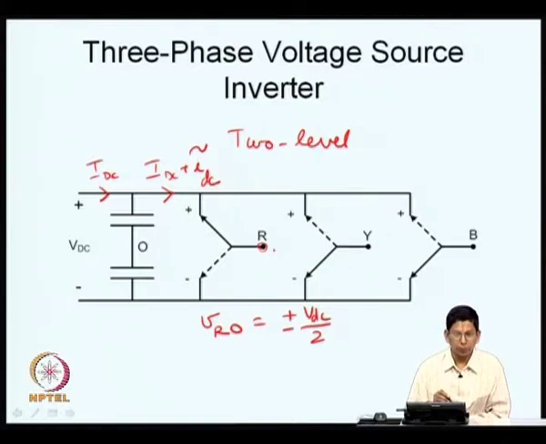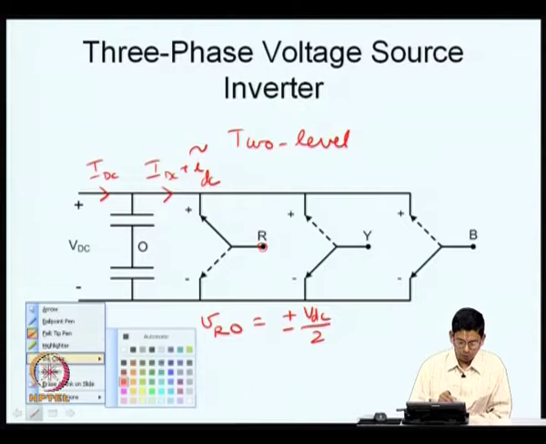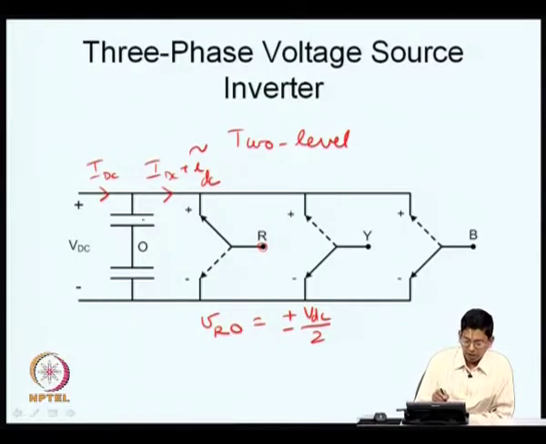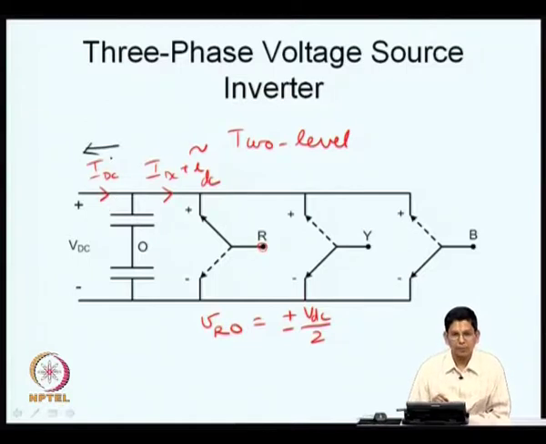Can power flow in the opposite direction? Of course, power can also flow in the opposite direction if you make sure that this IDC is now in the opposite direction. If you look at the phase relationship here, the voltage and current could have a phase difference of 180 degrees, let us say, instead of 0 degrees. That basically means power is flowing in the opposite direction.